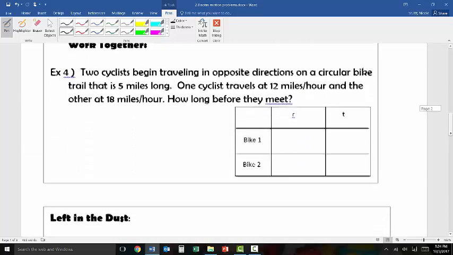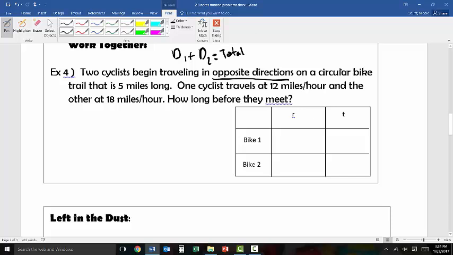The next problem is a work together problem. We have two cyclists that travel in opposite directions. So right there, the fact that it says opposite directions lets you know it's a work together. And for work togethers, you're going to add up cyclist 1's distance plus cyclist 2's distance for the total length of where they are riding on a trail. So that will equal the total trail length. So they work together to cover a portion.